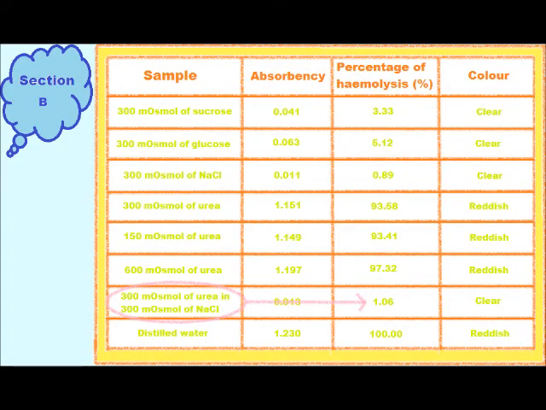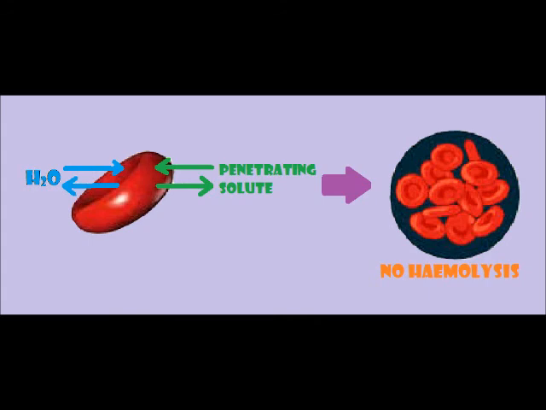The percentage of hemolysis using 300 milliosmol of urea in 300 milliosmol of NaCl is 1.06%. Due to the presence of the penetrating solute, which is urea, there should be a high percentage of hemolysis, same as the other solutions of urea. However, in the presence of non-penetrating solute and NaCl, the rate of diffusion of penetrating solute and water molecules in and out of the cell occurs at the same rate. Thus, there is approximately no change to the red blood cell and no hemolysis of the hemoglobin occurs.